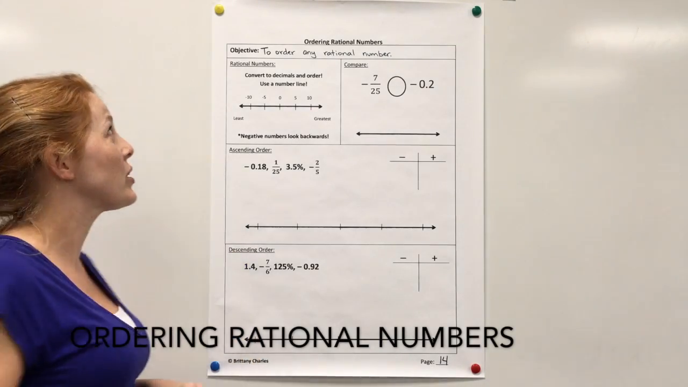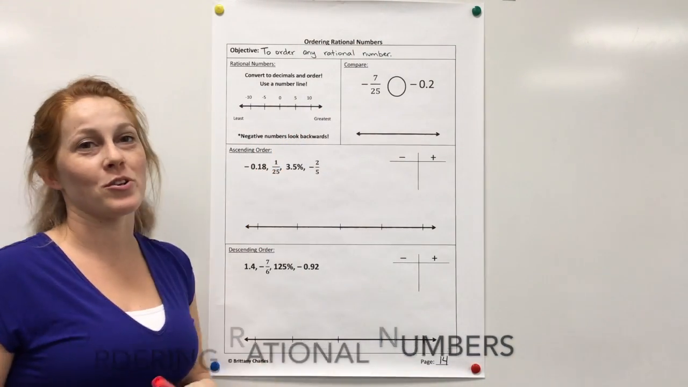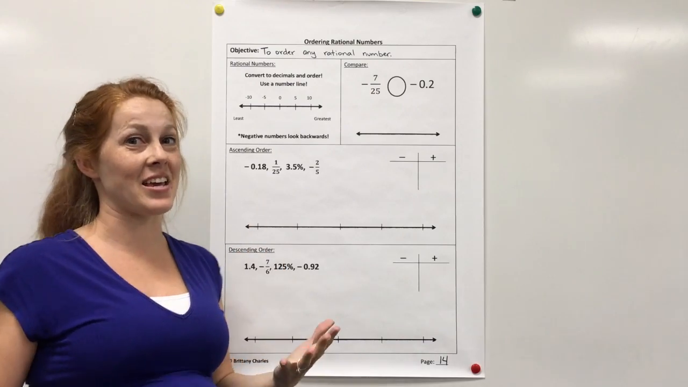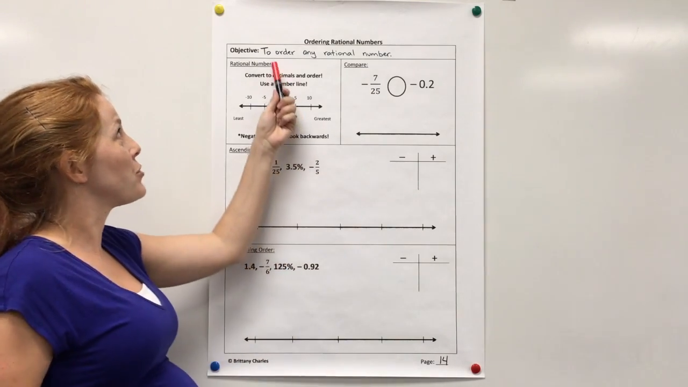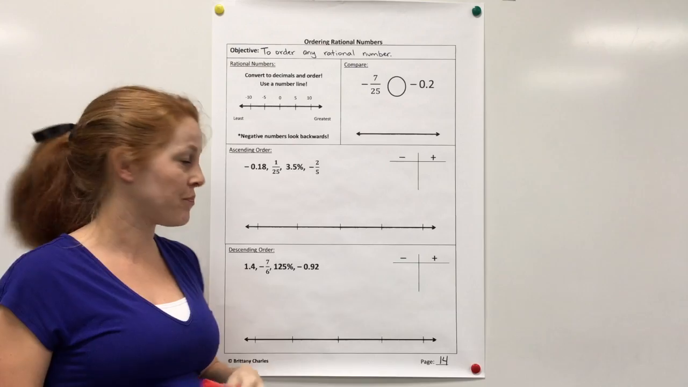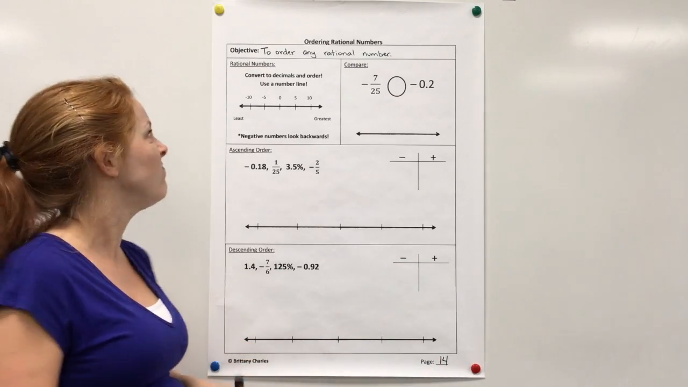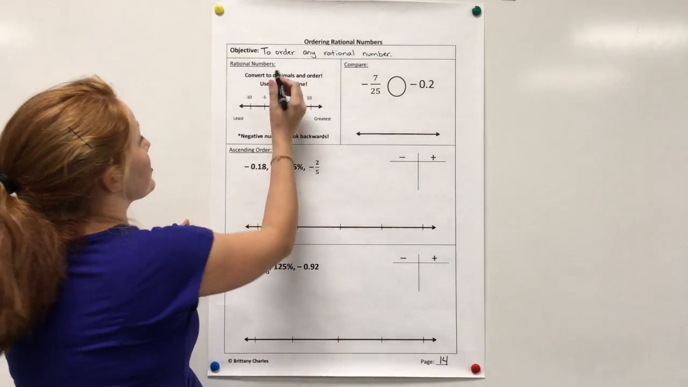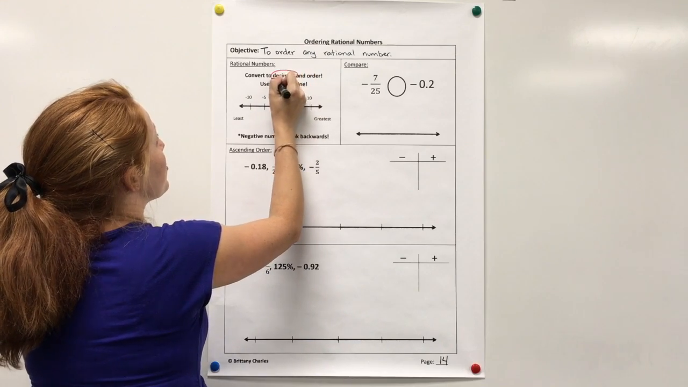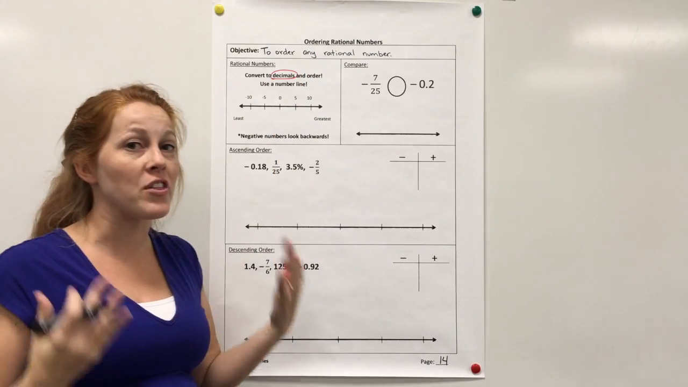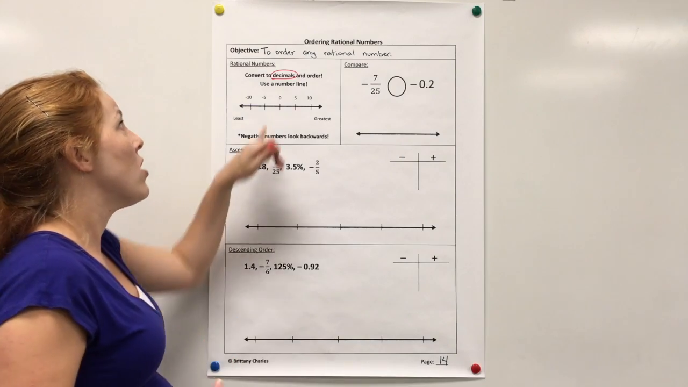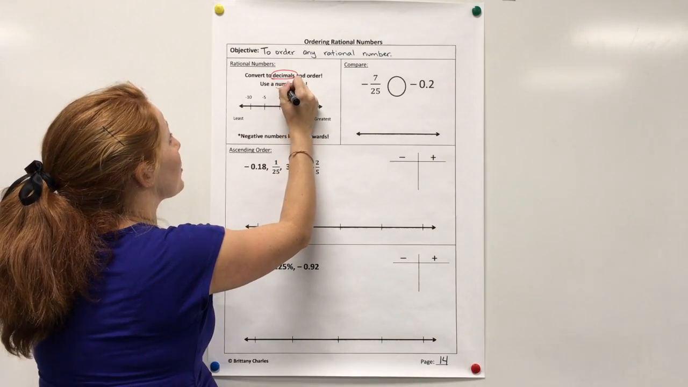All right, guys, now we're going to order rational numbers, and this means positive and negative rational numbers. So your objective is to order any rational number, and this is page 14. All right, so first, you're going to do the same thing we've been doing, and you're going to convert all the numbers into decimals. Okay? Also, use a number line.